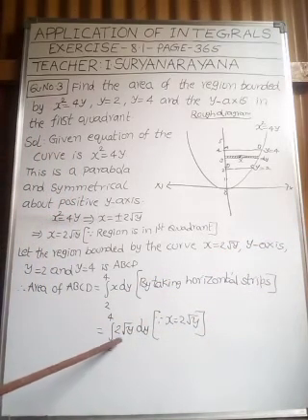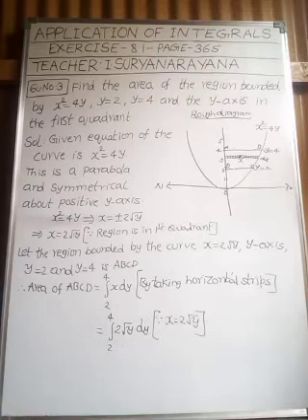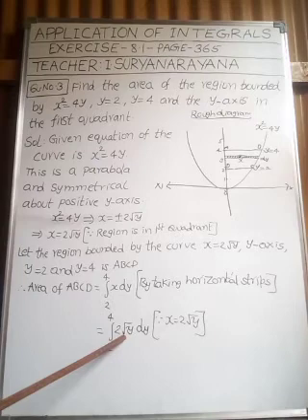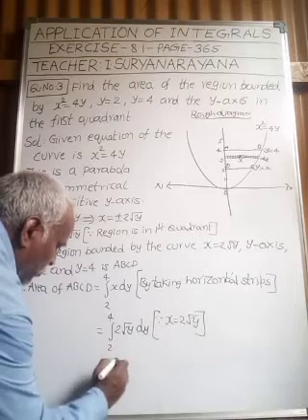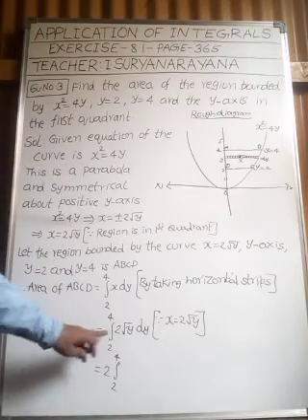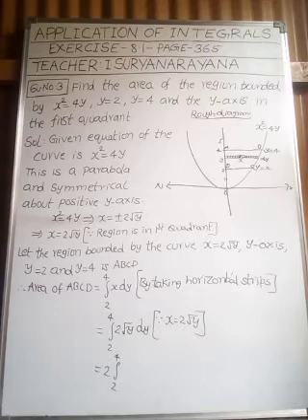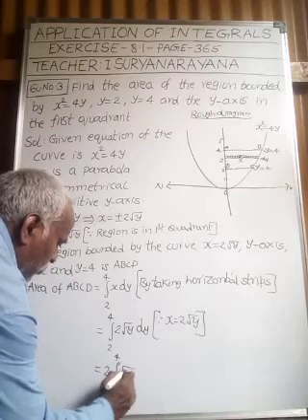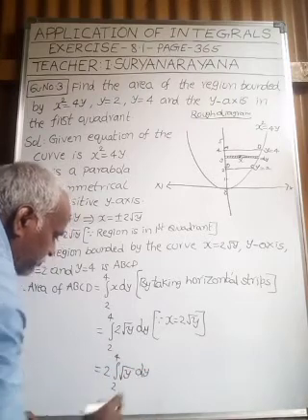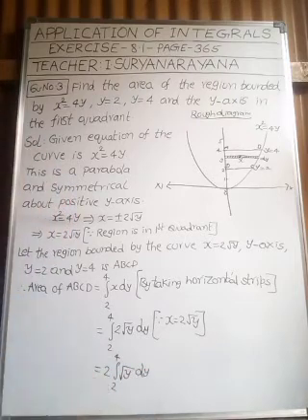Now we use the concept of definite integral, finding the definite integral of a given function. Here 2 is a numerical coefficient, so I wrote it before the integral sign: 2 into integral 2 to 4 of root y dy. Understood this step, my children?